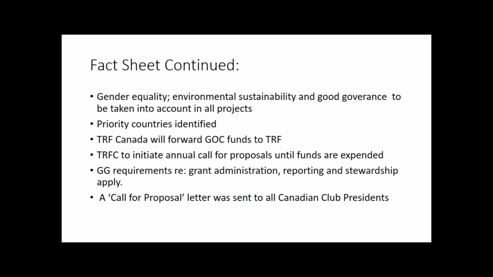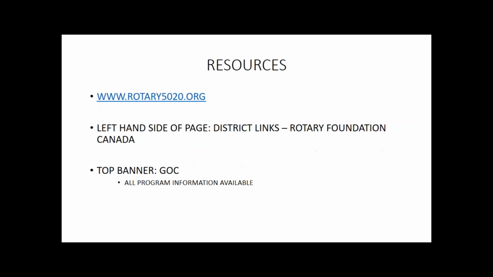Yep. Okay. Global grant requirements regarding grant administration, reporting and stewardship apply. And a call for proposal letter was sent to all Canadian club presidents. So it was sent last year and it will be sent every year because it's a 5-year program. It's fabulous.